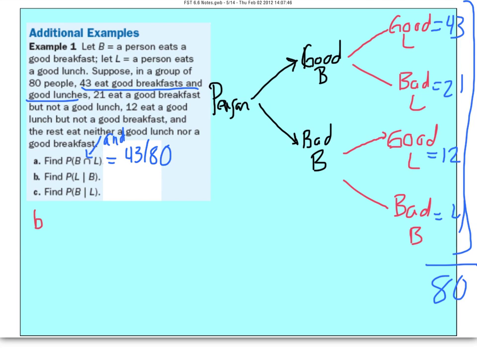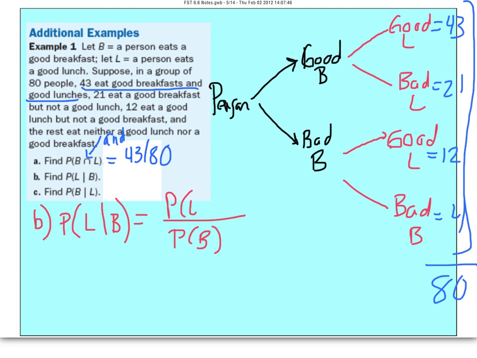Now, part B, let's do the conditional probability formula. It says here, what's the probability I have a good lunch given I had a good breakfast? So what I would do on the bottom is put the probability of B and the probability of L and B on the top. So the probability of B, which is right here, is the probability of having a good breakfast. Probability of having a good breakfast would be right in here, everyone on this branch. So if you total all of this up, there's 64 people out of the 80 are going to have a good breakfast.